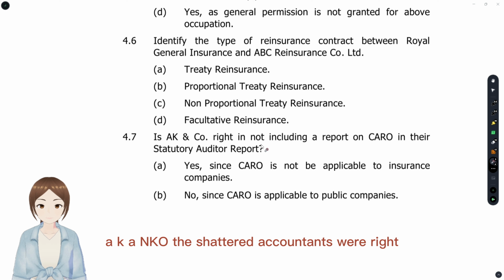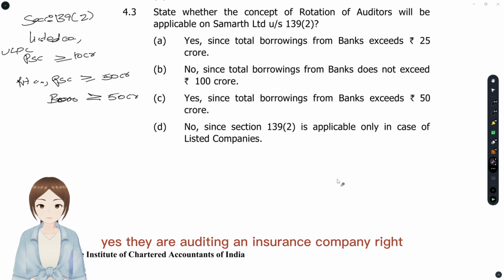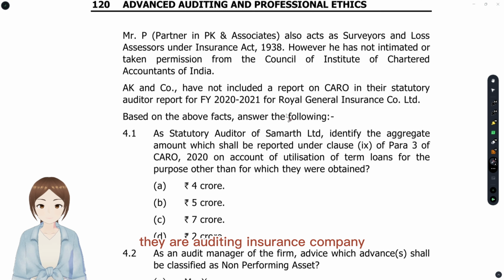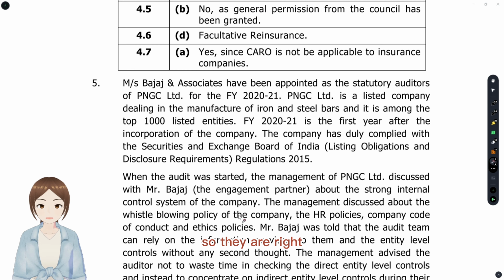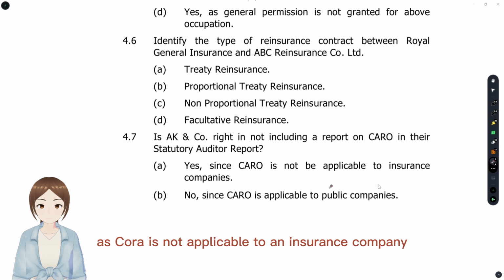AK and Co, the chartered accountants, were they right in not including a report on CARO in the statutory auditor's report? Yes, they are auditing an insurance company, Royal General Insurance. So they are right, as CARO is not applicable to an insurance company. Option A is the most appropriate answer.